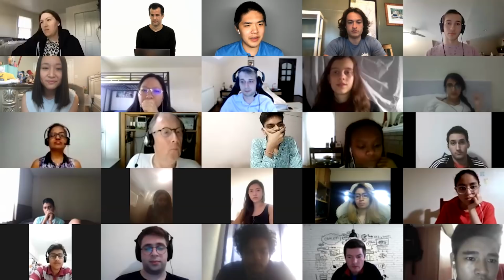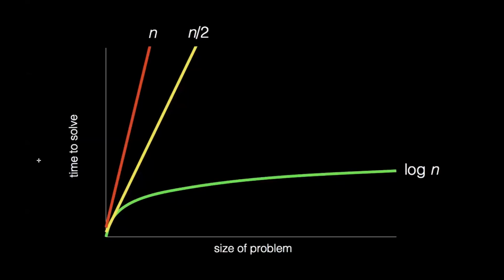So recall that in class, in order to illustrate binary searching, David tore apart half of a phone book each time we made a pass. So if we're searching through n entries, we can essentially throw away half the entries at each pass. Then we will only have to make log n passes to find our desired element. So we can see in this graph that the log n runtime is a lot faster than n or n over 2, which are linear runtimes.